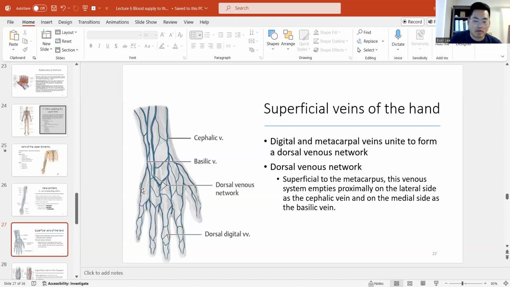So you have a dorsal venous network, which will be a little bit variable from person to person, but it is going to connect to the cephalic and the basilic vein to ultimately start to travel upwards, up the forearm and up the arm and so on.